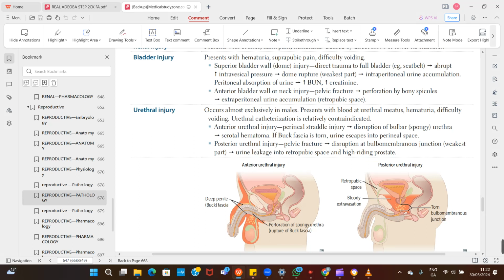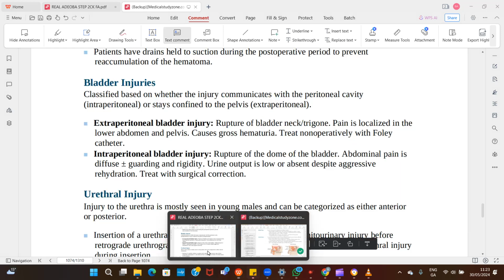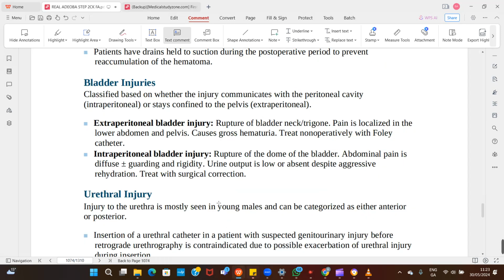So that doesn't communicate with the peritoneum. The peritoneum only covers the superior aspect of the bladder, so not here. So that is not going to communicate with the peritoneum, and that is not going to cause serious problems. Because that defines the approach to the treatment. So if it's extraperitoneal because it's affecting the bladder neck, the trigone, and there's bleeding into the retropubic space, what you just do is you can just pass your Foley catheter, right? That's the way you treat it. Just treat non-operatively by passing your Foley catheter to just drain whatever urine is coming into the bladder, right?